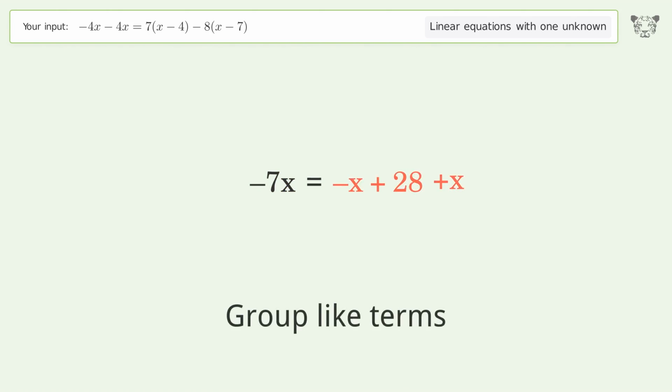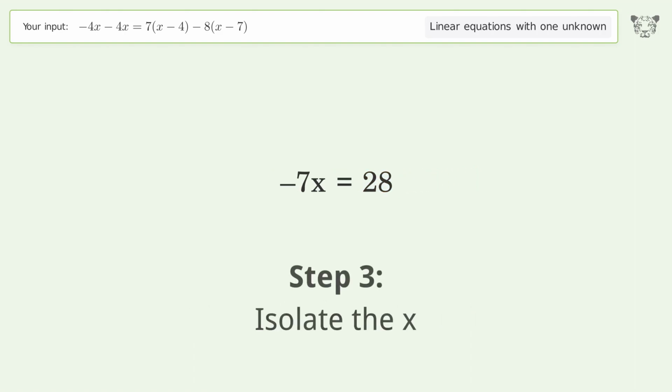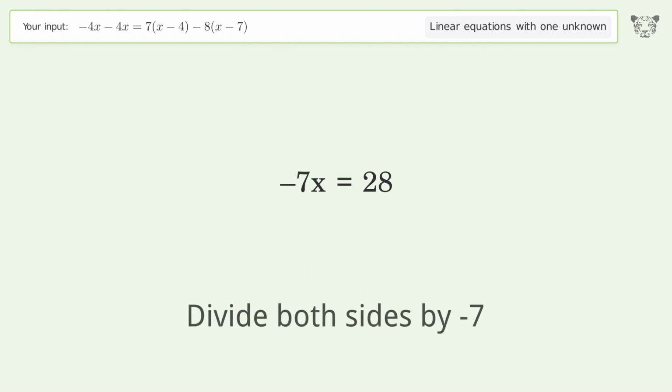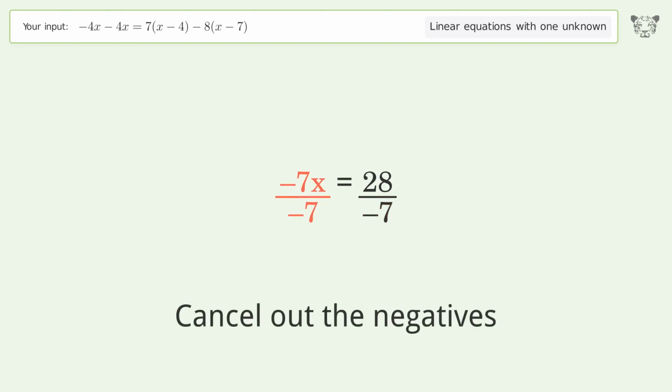Group like terms. Simplify the arithmetic. Isolate the x. Divide both sides by -7. Cancel out the negatives.